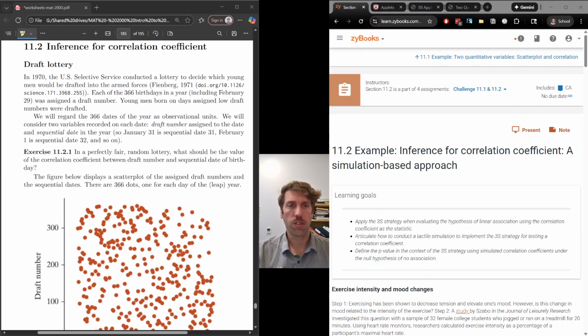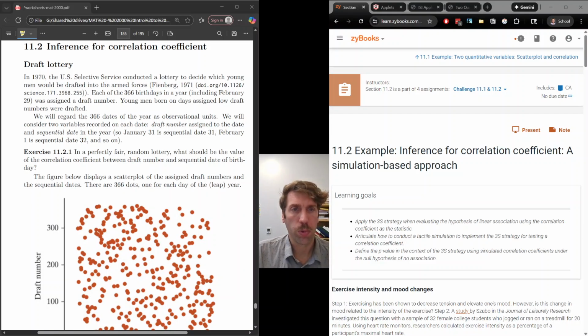This is Introduction to Statistics, section 11.2. In this section, we're looking at the draft lottery. This is from 1970, in the middle of the Vietnam War. And so there was a draft lottery.